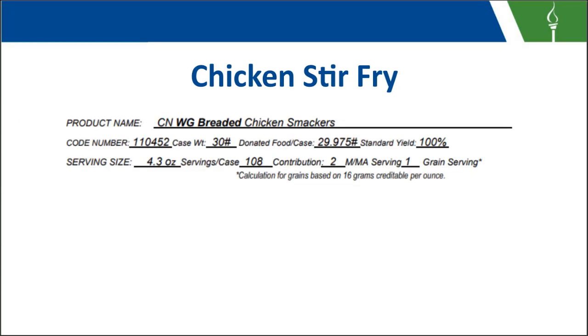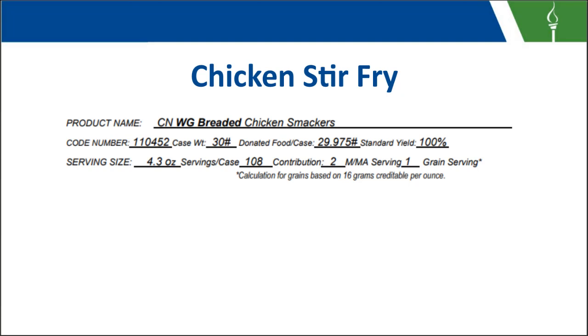So in this example, I just took a bit of the product formulation statement, and on the last line of this example, you can see it says the serving size is 4.03 ounces. And then if you go over a little bit, it tells you that that serving size is going to contribute 2 ounces of meat alternate and 1 ounce equivalent of grain.